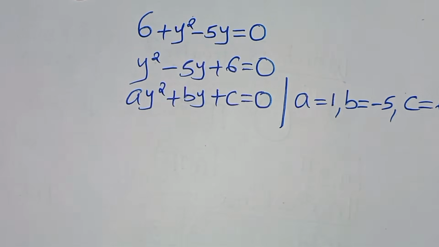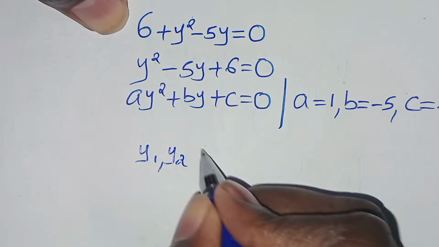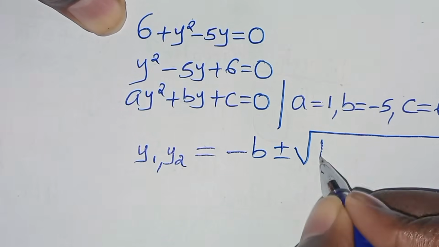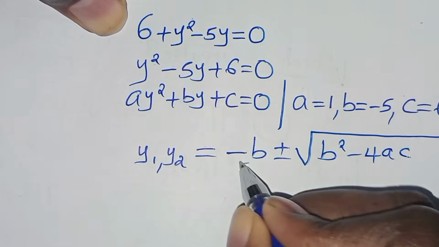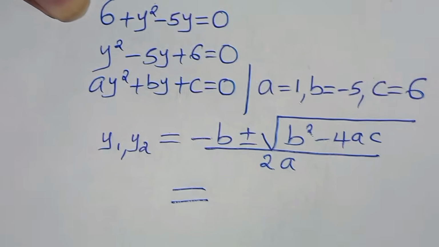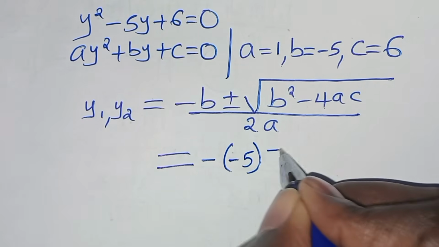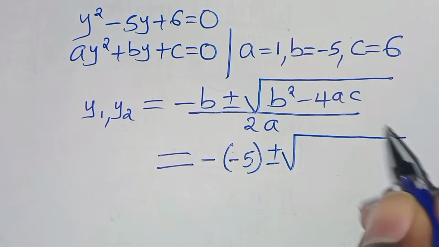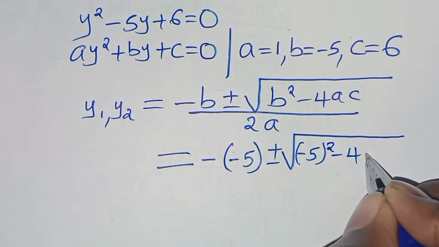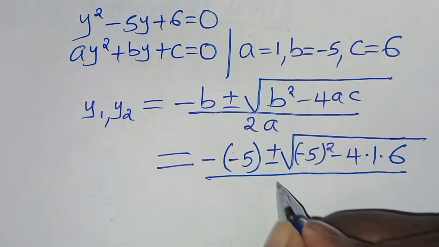Now let's apply the quadratic formula from here, so that y1, y2, this is equal to minus b plus or minus the square root of b squared minus 4ac over 2 times a. Substituting the values of a, b, and c from here, here we have minus minus 5, then plus or minus the square root of minus 5 squared, minus 4 times a, which is 1, then times c, which is equal to 6. Everything here divided by 2 times 1.